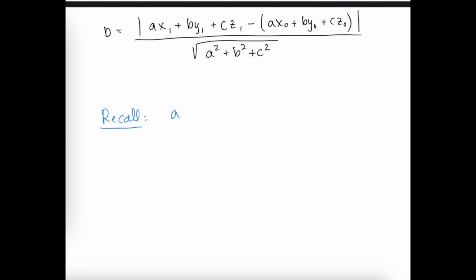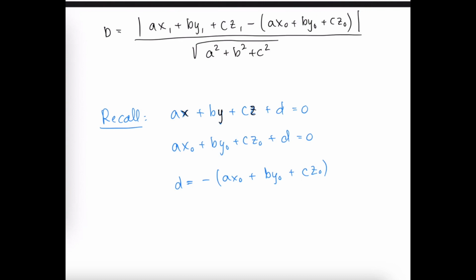Now let's recall the original formula for our plane was ax plus by plus cz plus d is equal to 0. And any ordered triple x, y, and z that are in the plane are going to satisfy this equation. And so we actually chose an ordered triple in the plane that was x naught, y naught, z naught. Those values were in the plane, so a x naught plus b y naught plus c z naught plus d is equal to 0. Since our ordered triple has to satisfy this equation, we can solve for d and get all of these values negative on the other side, but let's factor that negative out. And that gives us the same quantity that we see in our formula.